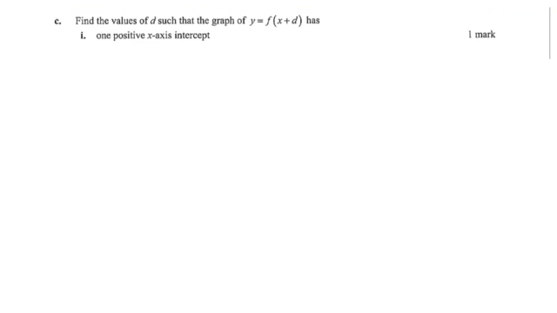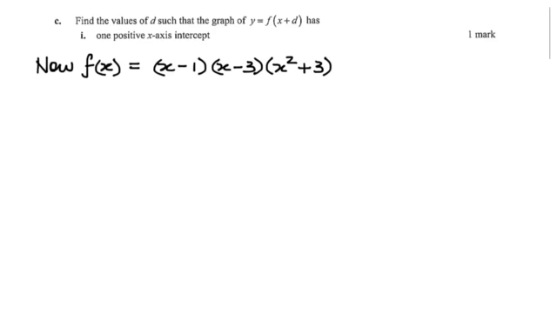Alright, next bit. Find the values of d such that the graph of y equals f of x plus d has one positive x-axis intercept. Now, I think this is a bit cruel at the end of an exam. It's a 1-mark question, so it's not so bad, but it's really an exercise in clear thinking when you're under duress and this is the last question in the exam and you're probably running out of time.